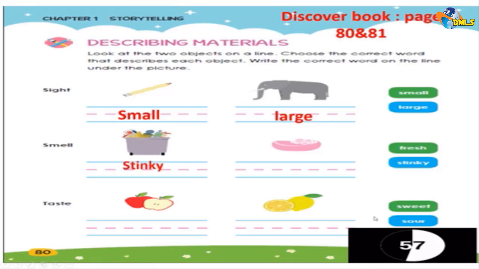Okay, let's answer it together. Number 2, the garbage, fresh or stinky? It is stinky and the soup is fresh. Yes. Since taste, we have an apple and a lemon, sweet and sour. The apple is sweet and the lemon is sour.